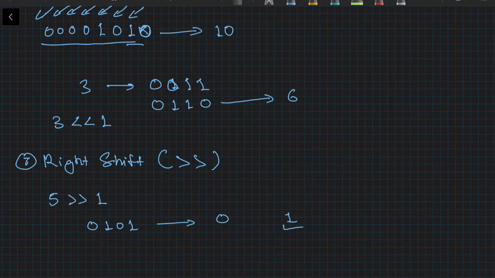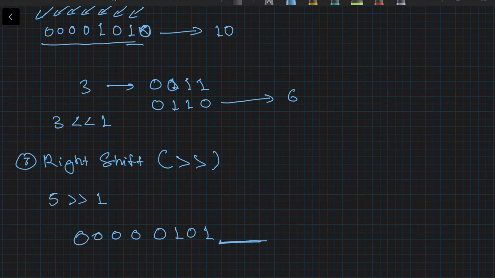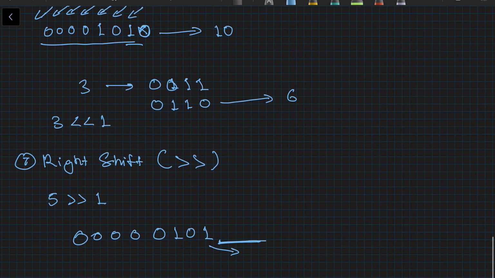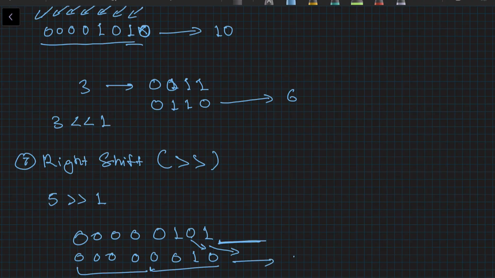Let's understand again. Now we have a value 0 1 0 1. Here all the leading values are 0. We are moving this to the right, which means the last bit is going out of our range. We are not going to consider it as a part of our number, and in place of this we write this 0, and instead of this 0 we write this 1. This 0 will come in this place, and the remaining will be like this. So now if we see, this number is nothing but 2.